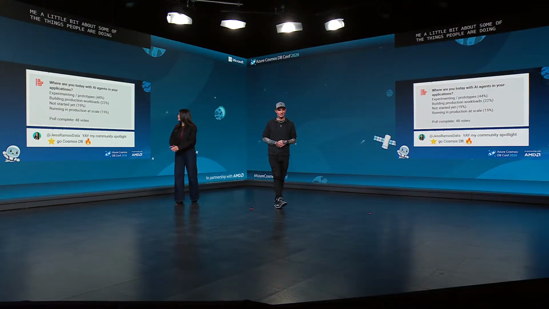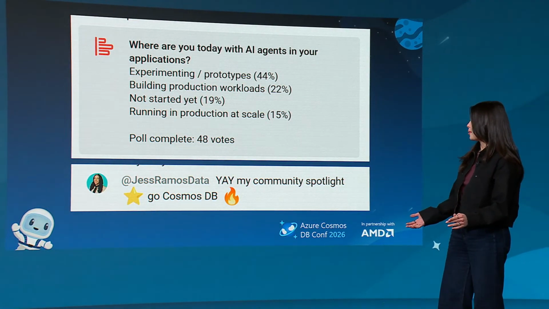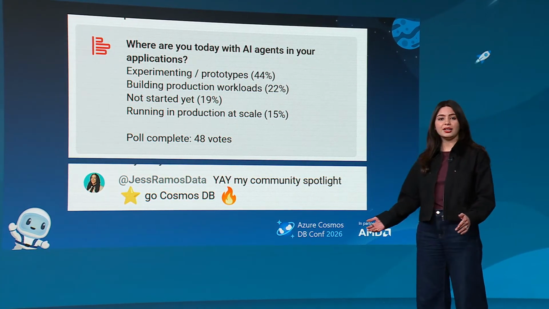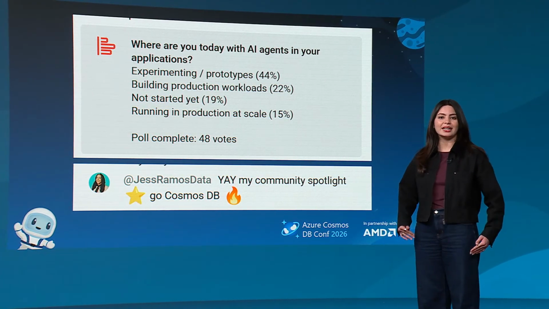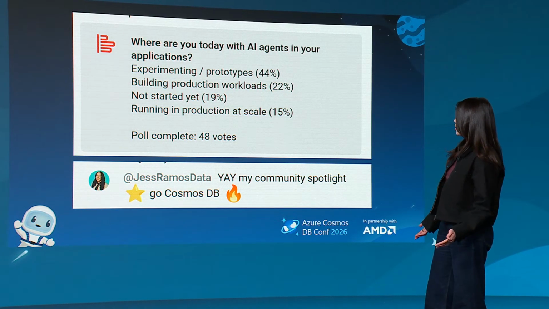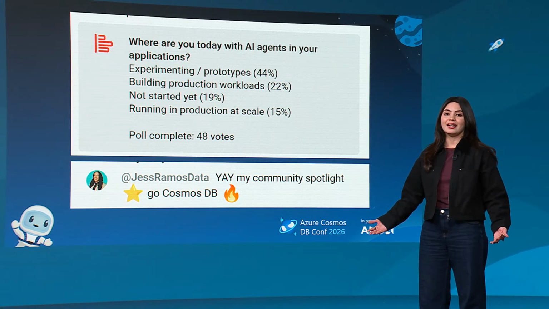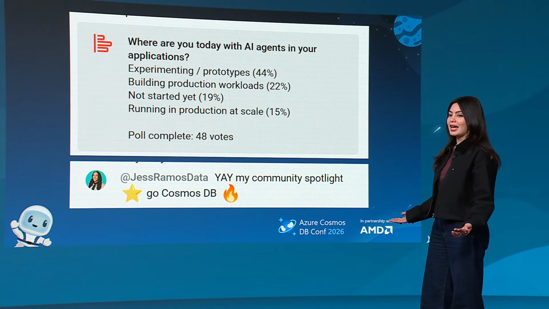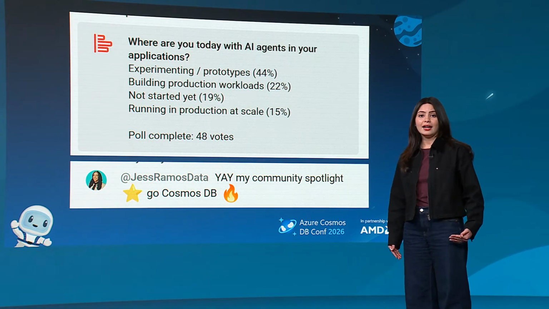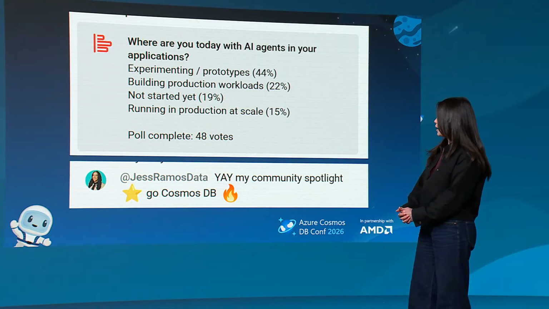Yeah, of course. So we just ran one final poll asking, where are you today with AI agents in your applications? And it seems like many of you, like myself, are still experimenting or building prototypes, while a lot of you, actually a surprising amount, are already building production workloads, which is amazing. Again, we are just entering the age of AI and agents, so it's always great to learn. And how about you, Jay?